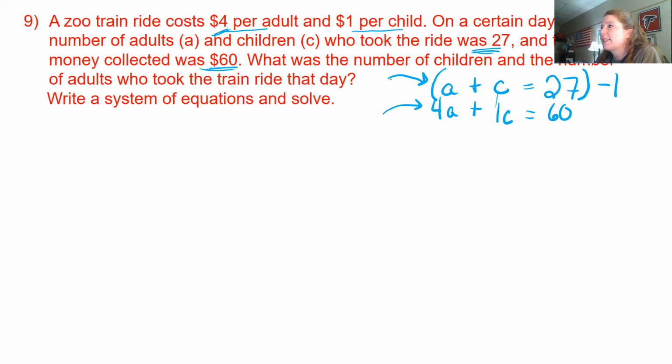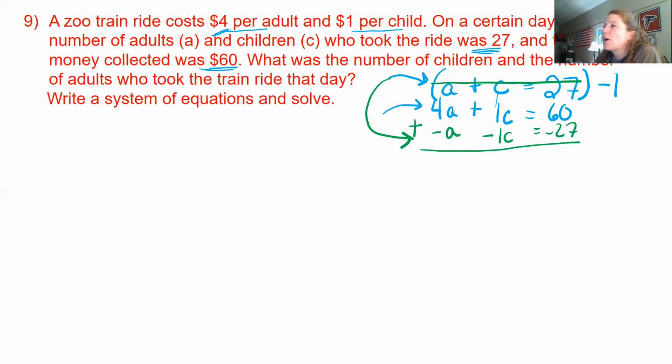I'm going to bring this right here. All right, so -1 times A is negative A. -1 times C is -1C. And 27 times -1 is -27. I am combining. I'm not messing with this one right now. So 4A minus 1A is 3A. 1C minus 1C is 0. And 60 minus 27 is 33.